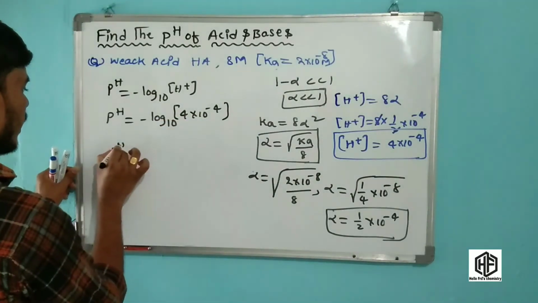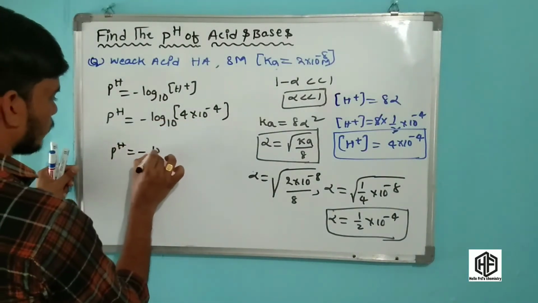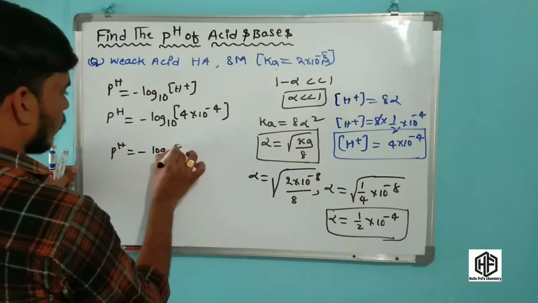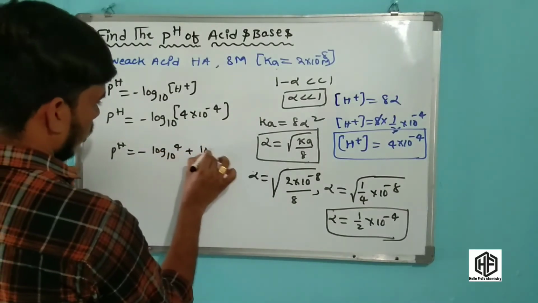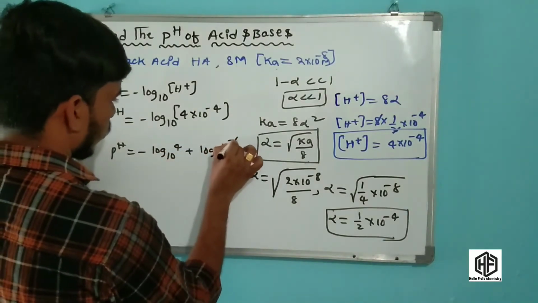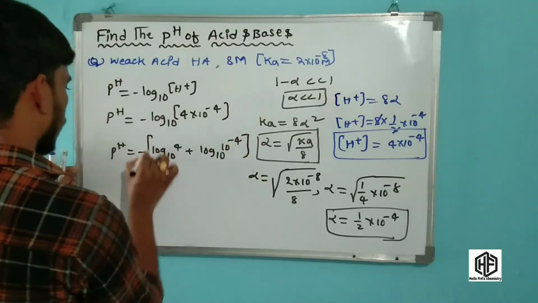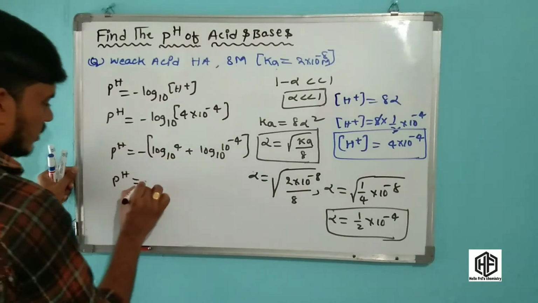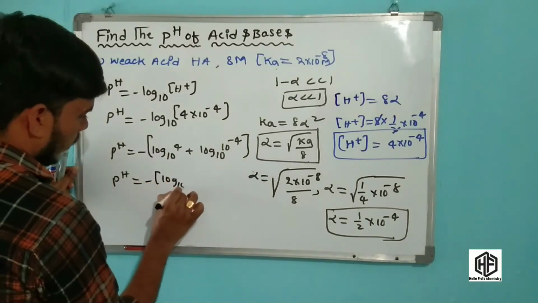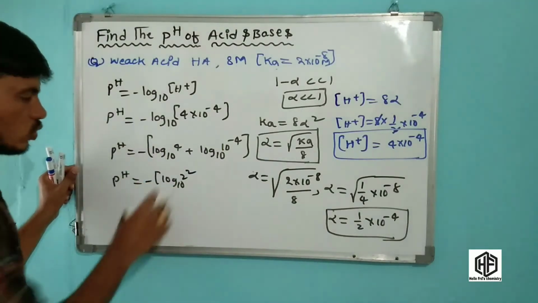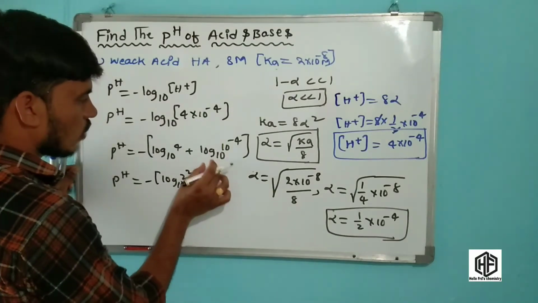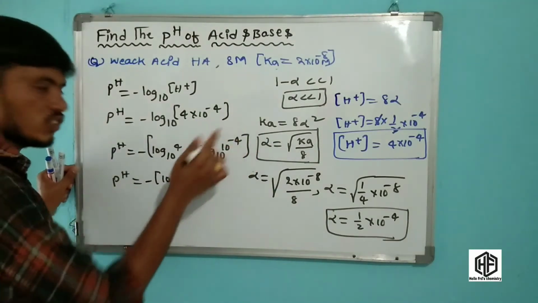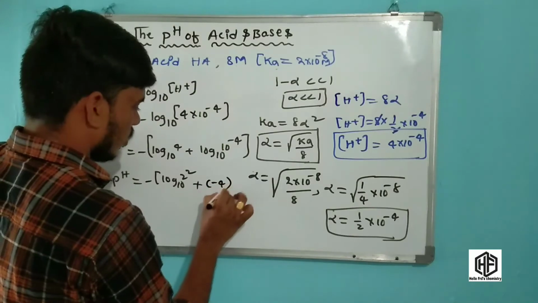Okay friends, pH is equal to minus of log base 10 of 4 plus log base 10 of 10 to the power of minus 4. Now log base 10 of 4 is log base 10 of 2 squared, and 2 squared is 4. Log base 10 of 10 to the power of minus 4 is minus 4.